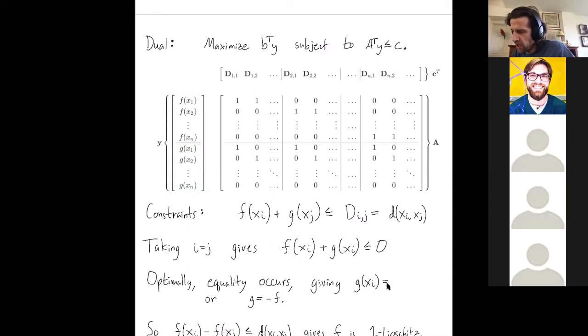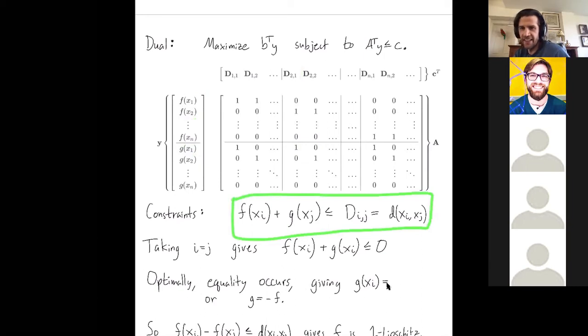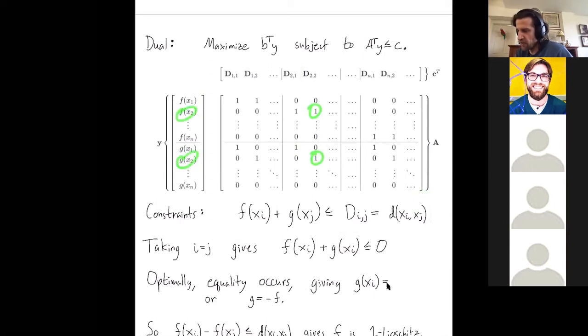And so what I'm showing you is each column has 2 ones in it, okay? And so my new constraints are of the form some value of f plus some value of g is at most the distance between the corresponding points. All right, so in any case, I get all the constraints of this form. Some value of f plus some value of g is at most the corresponding distance between the input points.